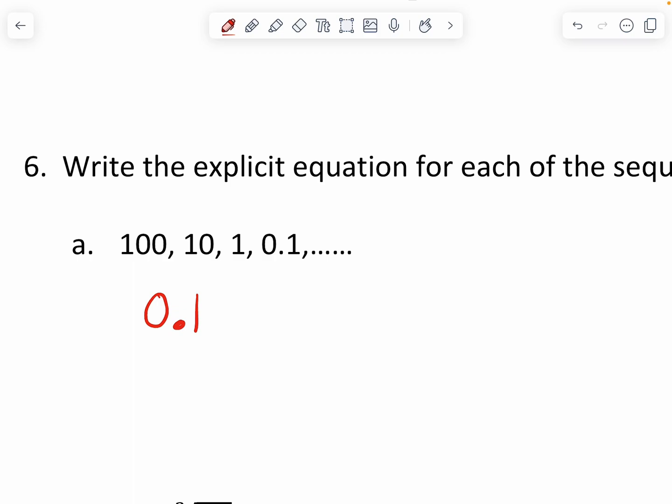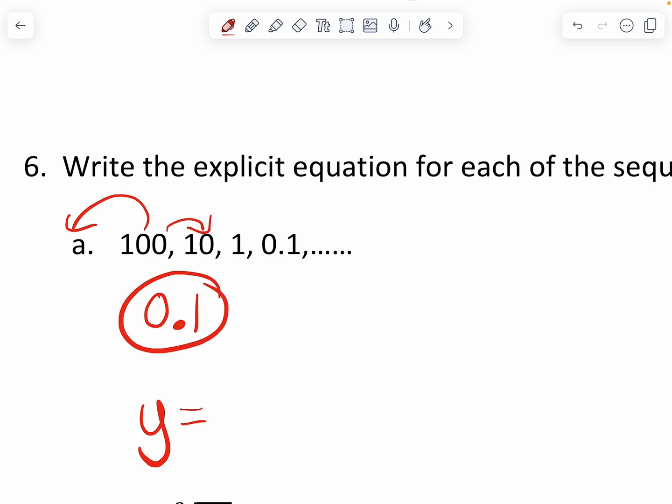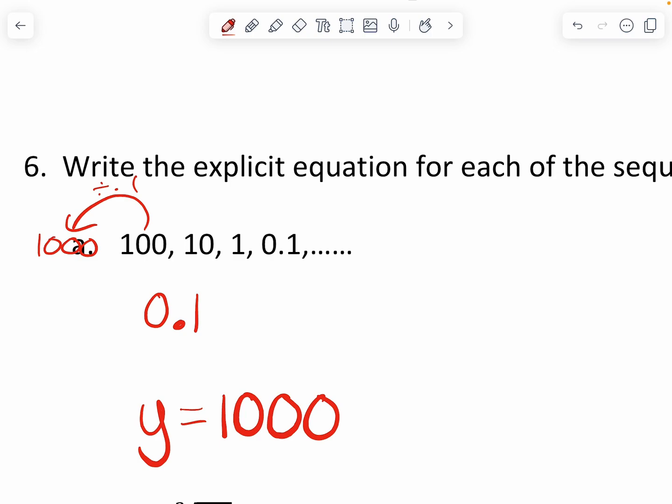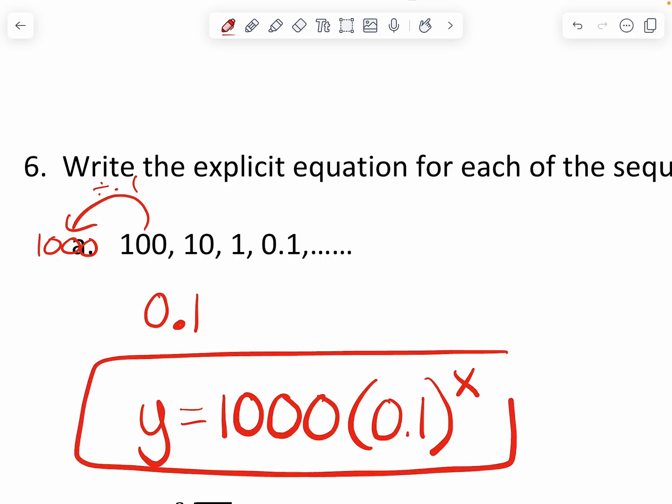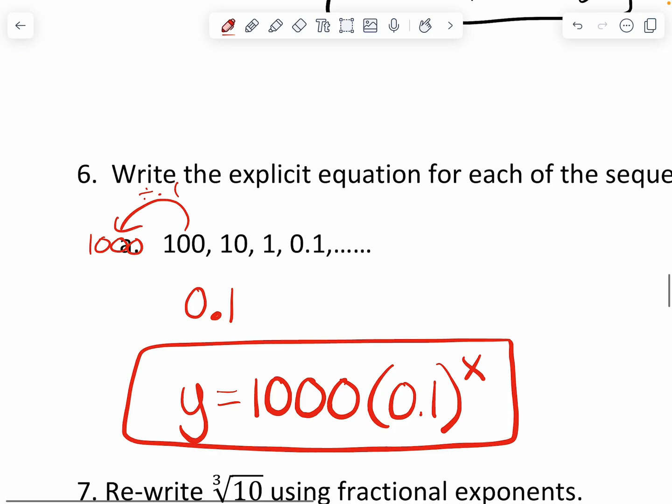So my equation is y equals my starting value. This is tricky because you may say, well, it's 100. But remember, the starting value is the 0 term, so we have to go backwards. In order to go backwards, instead of multiplying by 0.1 to go this way, we're going to do the opposite, and divide by 0.1. So 100 divided by 0.1 would give us 1,000. So my starting value, my 0 term, is 1,000. My multiplier is 0.1, and I don't know what my exponent is. I'm putting that as my variable, and I just needed to write that equation.